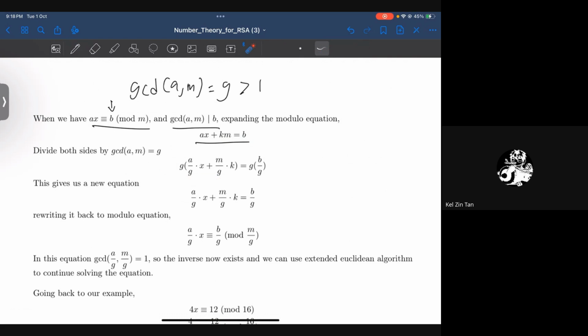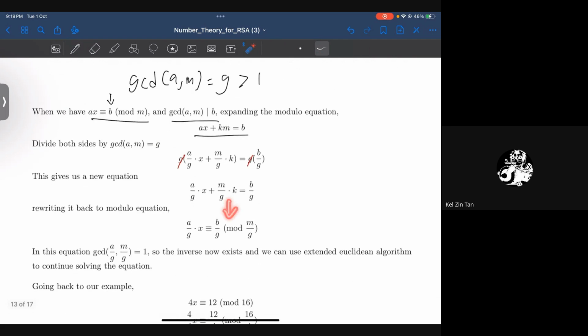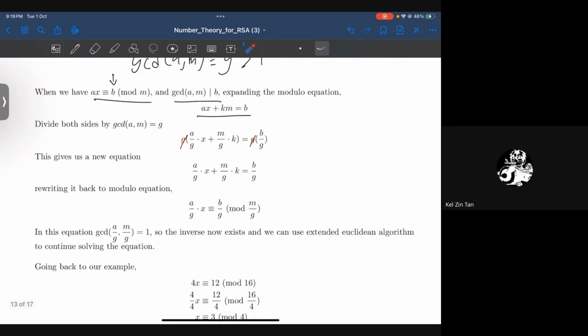If all these three remain integers, then I can remove the G, which gives us a new equation: A divided by G times X plus M divided by G times K is equal to B divided by G. We can then convert this back to modulo by writing modulo M divided by G, and this term will disappear. Then we get that A divided by G multiplied by X is equal to B divided by G, and these are both integers.